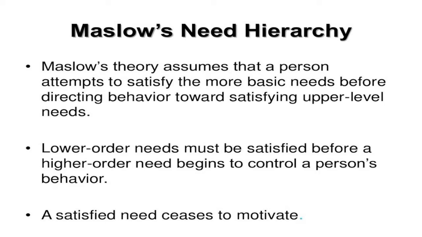To meet that need, a person needs to have his basic needs satisfied. Lower order needs must be satisfied before a higher order need begins to control a person's behavior. Exactly. In a movie, there is an axe, a golden axe, and food. The person is hungry. Which will he prefer? Most probably he will prefer food, even though the axe is a valuable one.